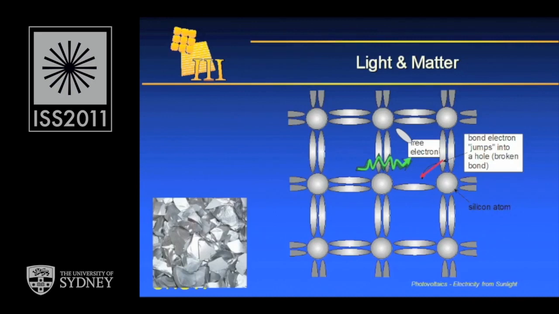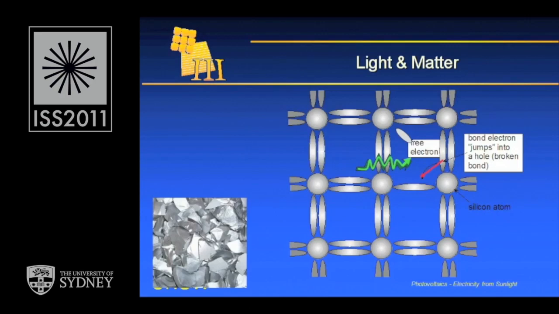This free electron can now move through the silicon. It's not tied up in a bond, so nothing's stopping it moving through the silicon, so it can now transport current. So if you shine light on the silicon, it becomes a conductor of electricity rather than an insulator. And also, interestingly, this broken bond can also contribute to electrical current flow.